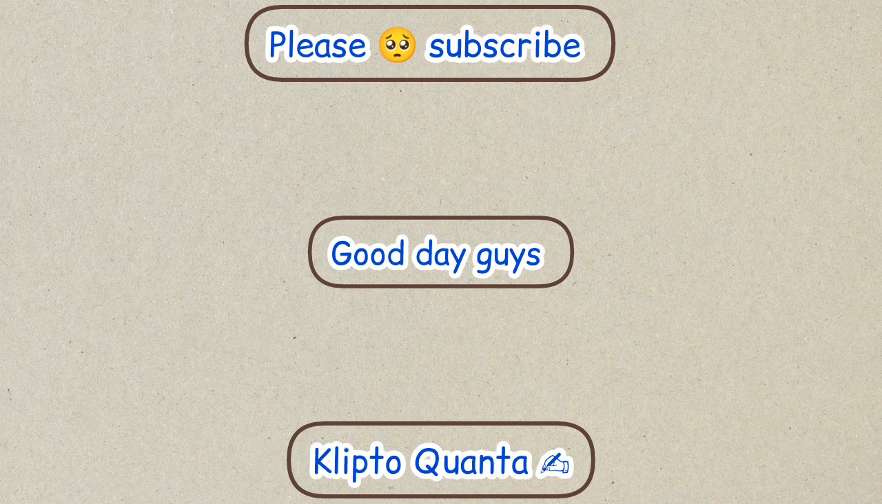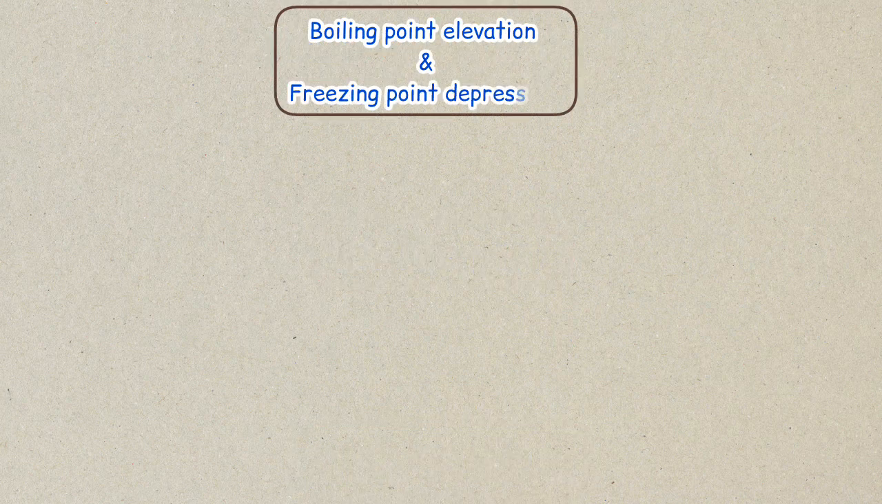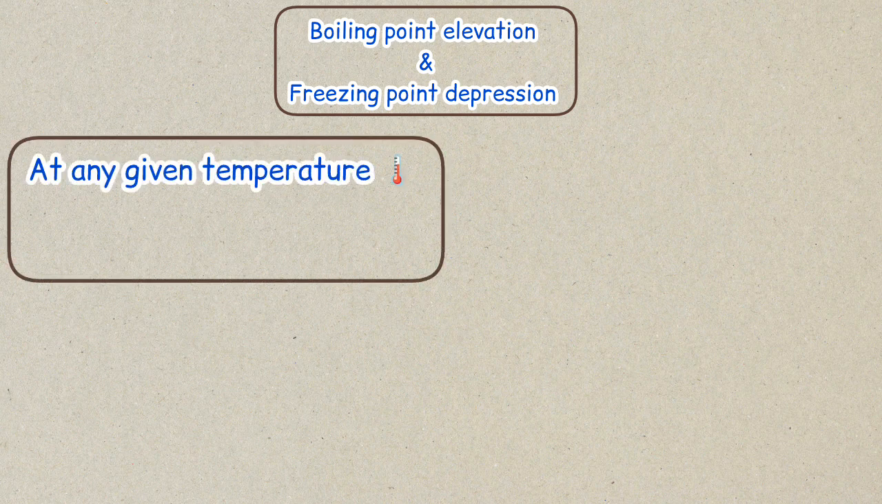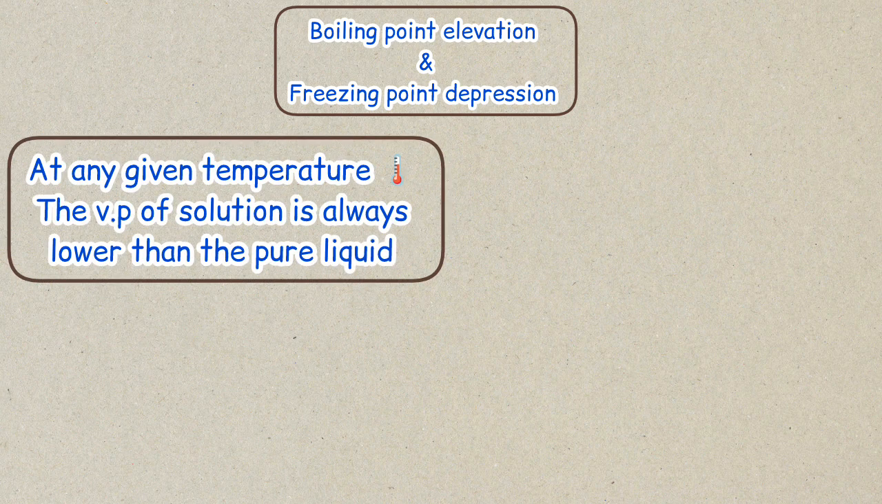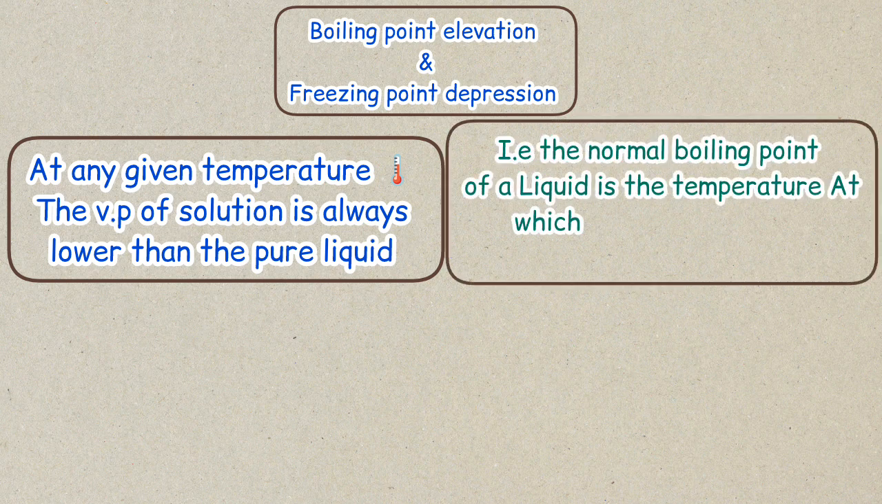Good day guys, we'll be discussing the categories of colligative properties, which are the boiling point elevation and the freezing point depression. At any given temperature, the vapor pressure of a solution is always lower than that of the pure liquid. I already said this in our previous class. That is, the normal boiling point of a liquid is the temperature at which the vapor pressure is equal to the atmospheric pressure, 1 atm.